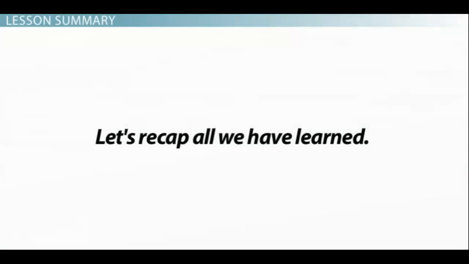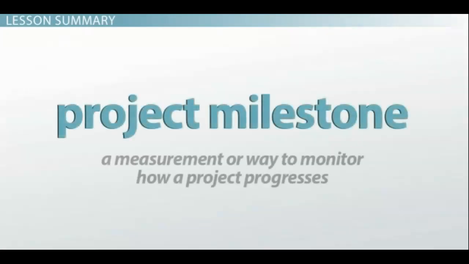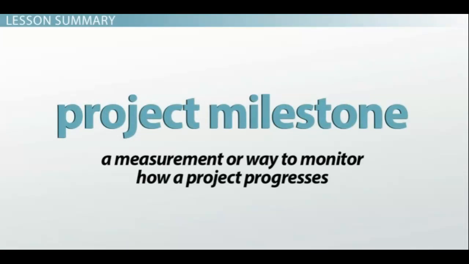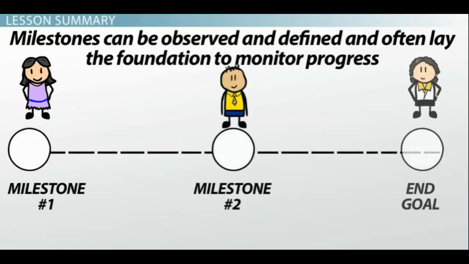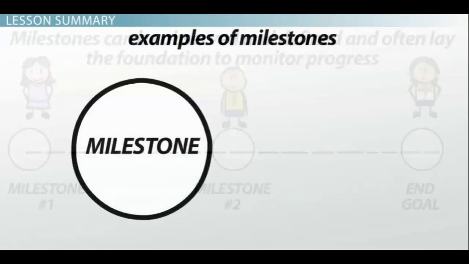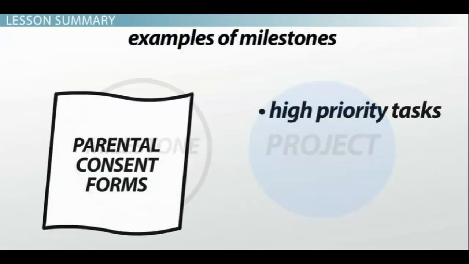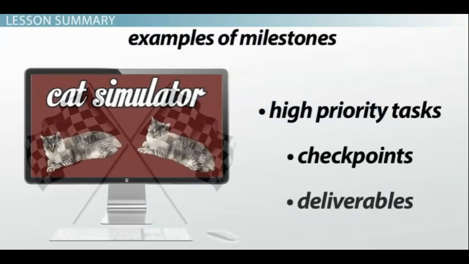Let's recap all we have learned. A project management milestone is a measurement or way to monitor how a project progresses. Milestones can be observed and defined, and often lay the foundation to monitor progress. Some examples of milestones include high-priority tasks, checkpoints, and deliverables.